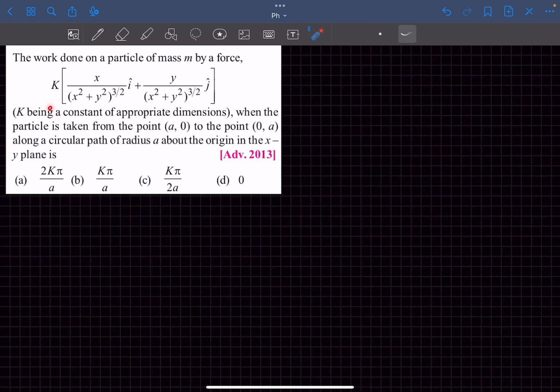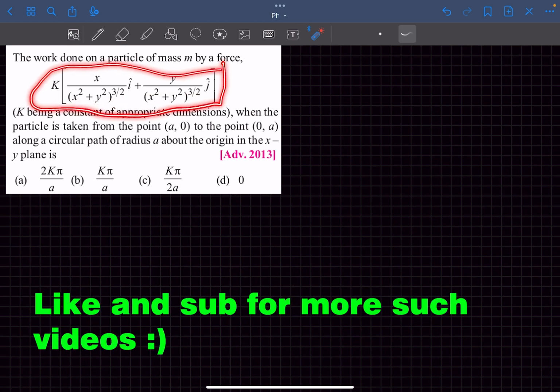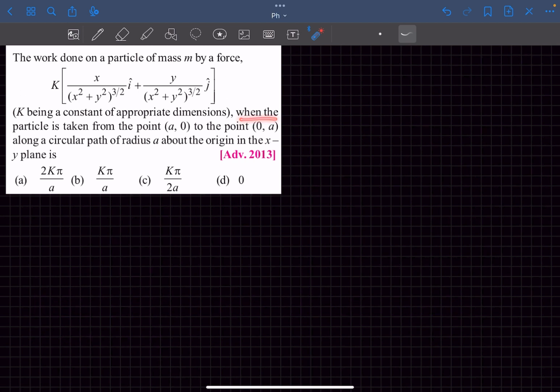In this question, we have been given a force which is initially a scary expression, but we can simplify it to a large extent. The particle is taken from the point (a, 0) to (0, a) along a circular path of radius a about the origin in the xy plane. So let's first of all draw a diagram. It's taken from point (a, 0) to (0, a) along a circular path. So the displacement vectors will be along this circle all the time.